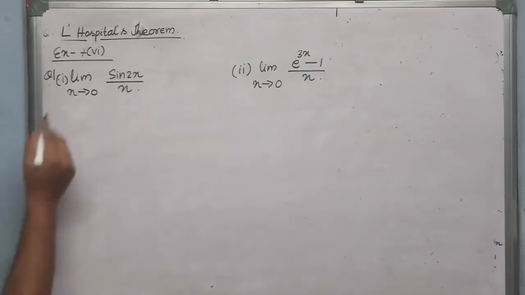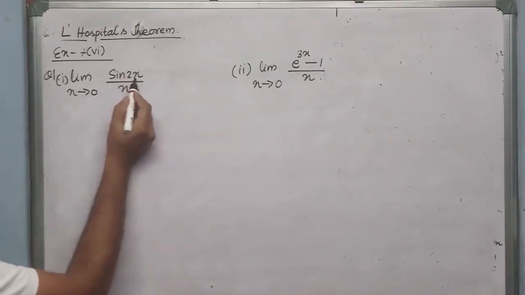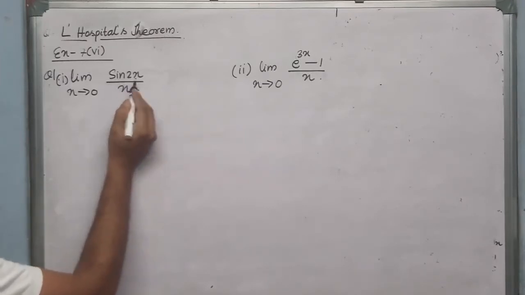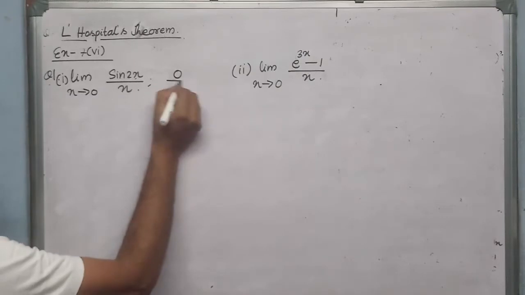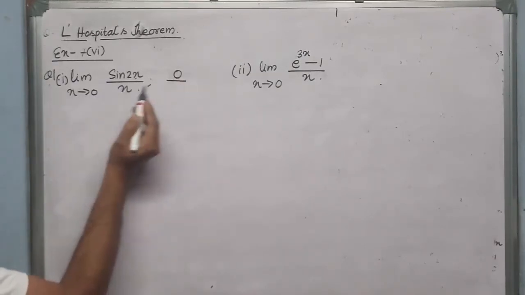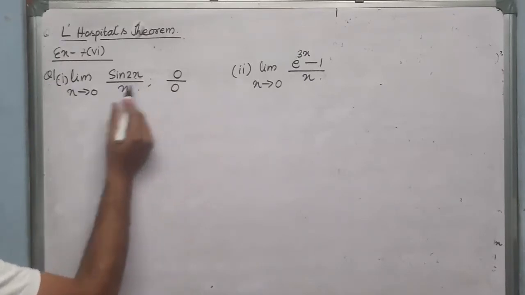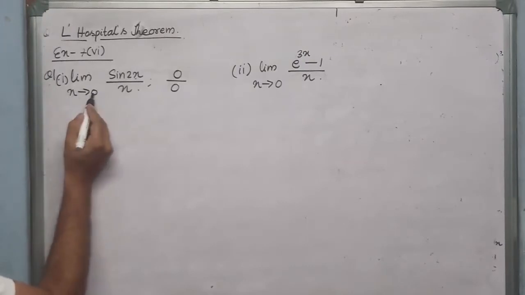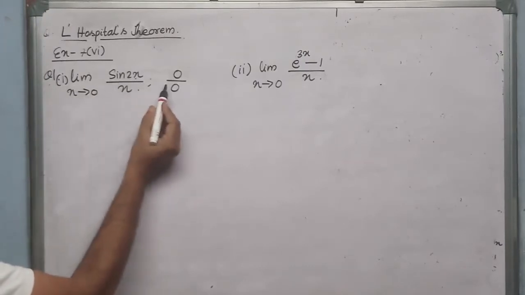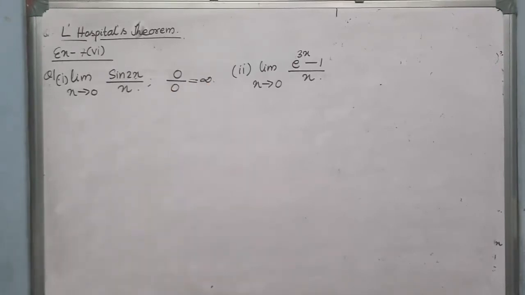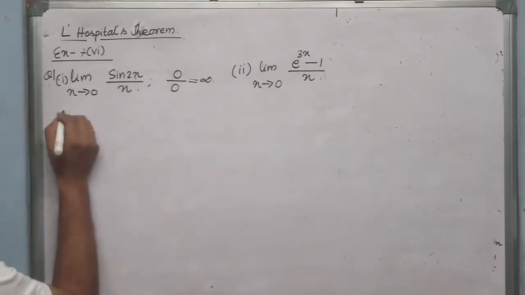Now if I substitute x tends to 0, 2 into 0 is 0. What will you get? sin 0, and the value of sin 0 is 0, divided by x. If I substitute x tends to 0 here, x is 0. Initially, if I substitute the limit, what we are getting is 0 upon 0, which is undefined. In this case, the limit does not exist. To make it exist, I'll use L'Hospital's theorem.